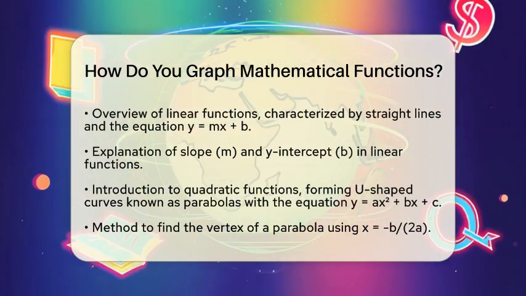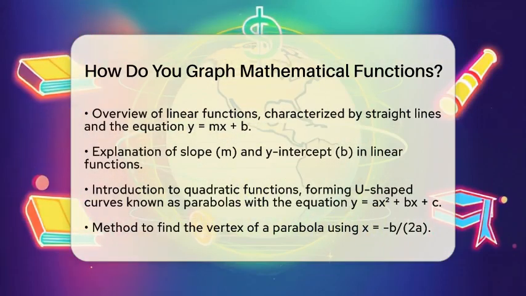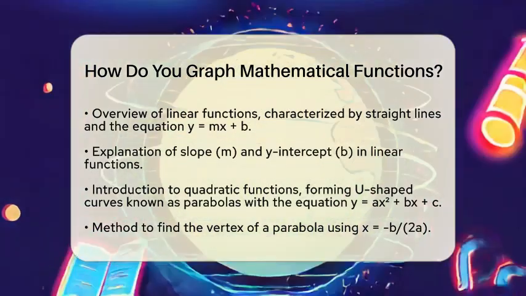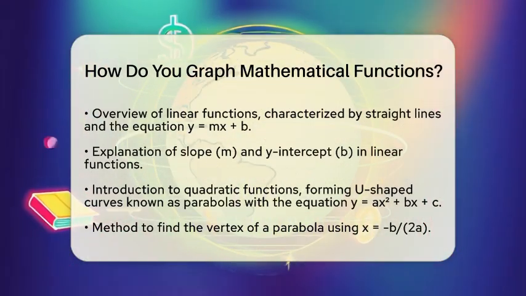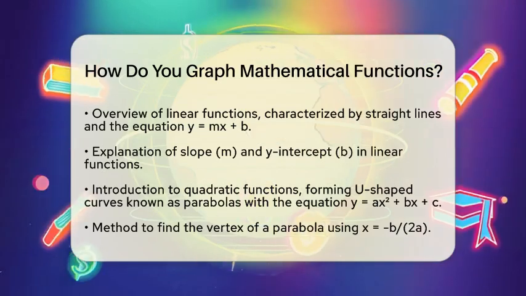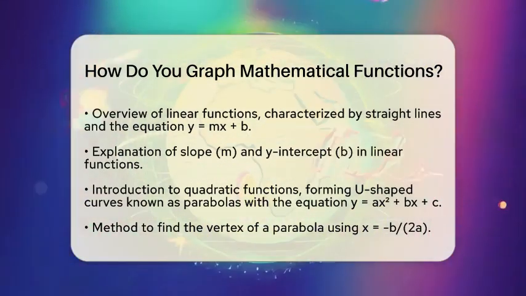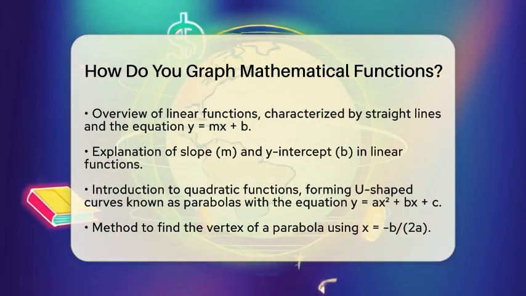Linear functions create straight lines and can be expressed with the equation y = mx + b. Here, m is the slope, which tells you how steep the line is, and b is the y-intercept, where the line crosses the y-axis. Quadratic functions, on the other hand, form a U-shaped curve known as a parabola.